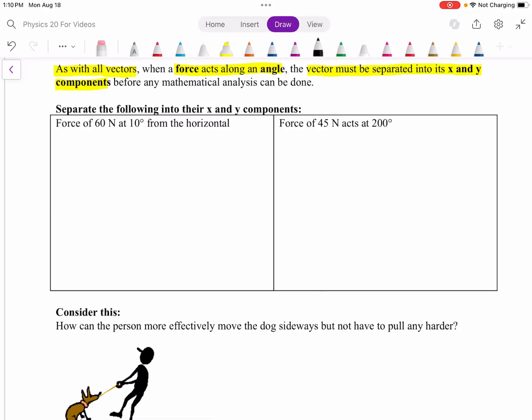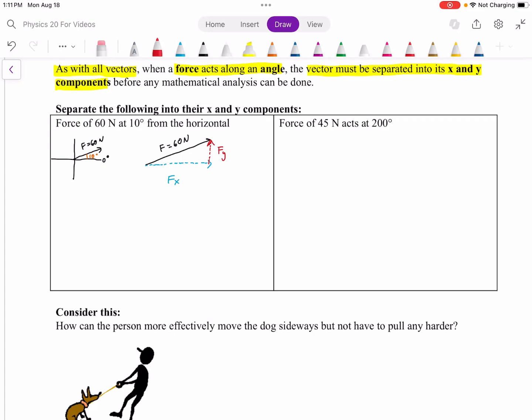It's all just trigonometry. If we have a force of 60 newtons at 10 degrees from the horizontal, what that means is, here's the horizontal, 0 degrees, and we are 10 degrees from it. So we are applying a force of 60 newtons, but at an angle. It is pulling to the right while at the same time pulling up. We can see there's a certain rightness to this force, which we call its x component, and a certain upness to this force, which we call its y component.